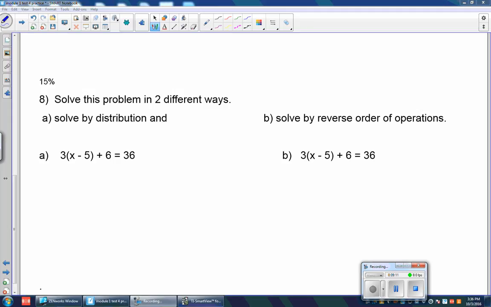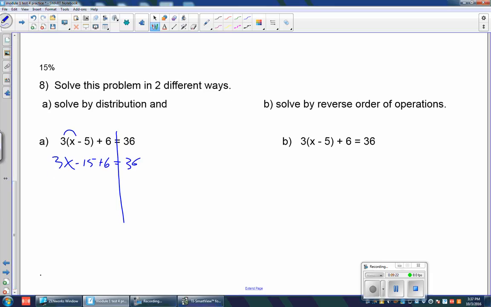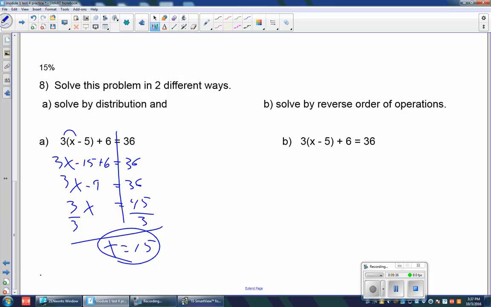Solve this problem 2 different ways. Solve by distributing. 3x minus 15 plus 6 equals 36. Combine like terms on the left-hand side. 3x minus 9 equals 36. Add 9 to both sides. 3x equals 45. Divide by 3. X equals 15.